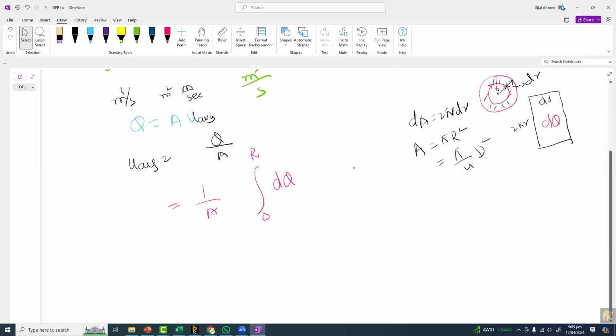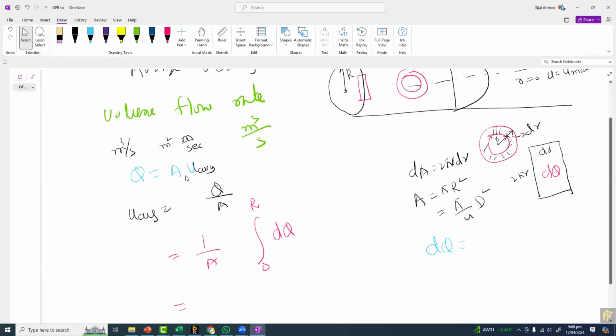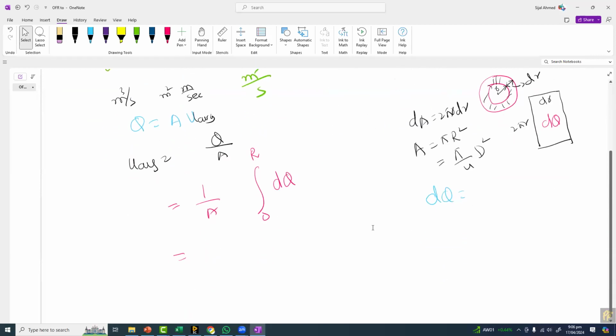Okay. And I can write down this dq. Now we know the formula for Q: the area into velocity. So I can write dq as the velocity u of r into dA. So from dq, we have the velocity function, and for area, we have dA.